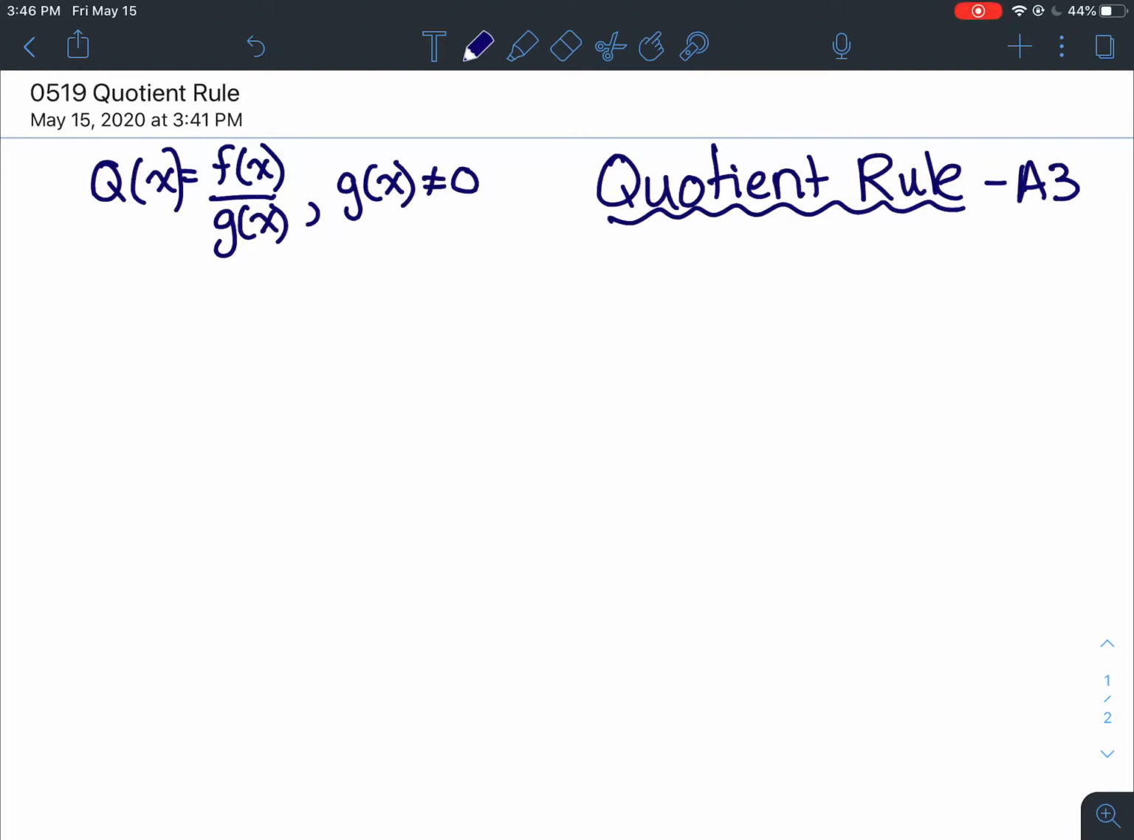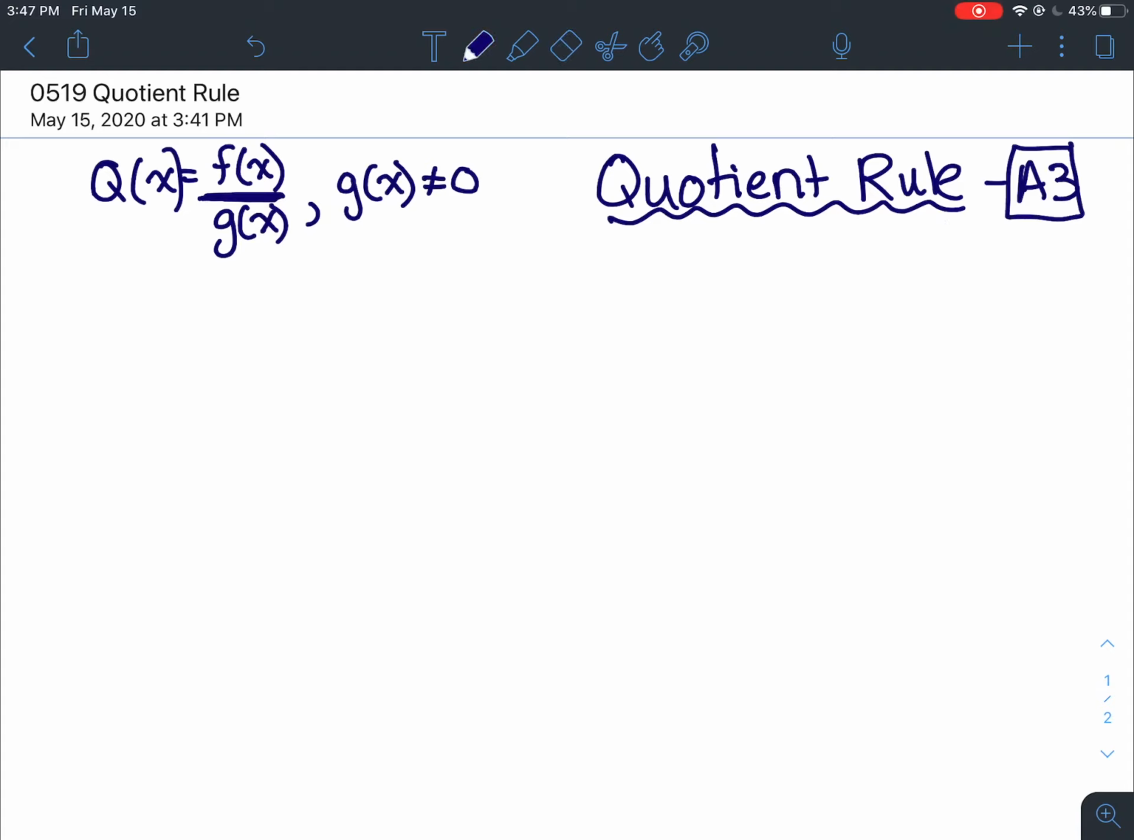Hey guys, here is another derivative rule for you. It's called the quotient rule. This is still in A3, and we've just been learning a bunch of rules for finding derivatives of different functions, and now we're on the quotient rule. The quotient rule is for when you have two functions in a fraction together. For example, say f of x is equal to x plus 1 over x squared minus 1. You'll be able to use the quotient rule to find the derivative of those functions.